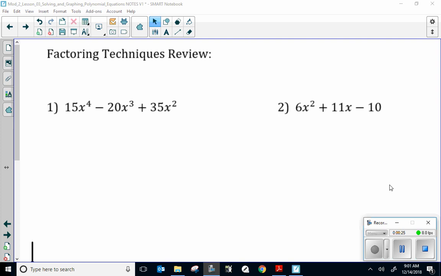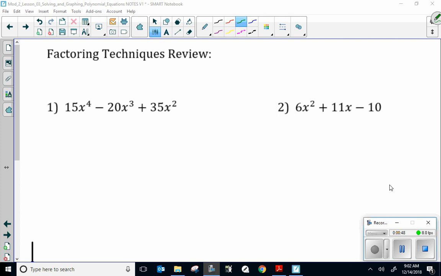In Unit 2, Lesson 2, we introduced ourselves to polynomials a little bit more. It's what we've been doing this whole unit so far, and some radical work. But let's get started, okay? We're going to start by reviewing some factoring techniques. Now, the first thing for number 1 here, in case you forgot, and these shouldn't take too long. We've done these before.